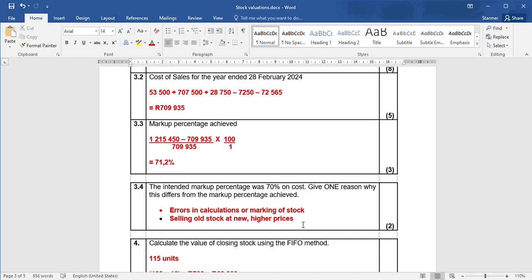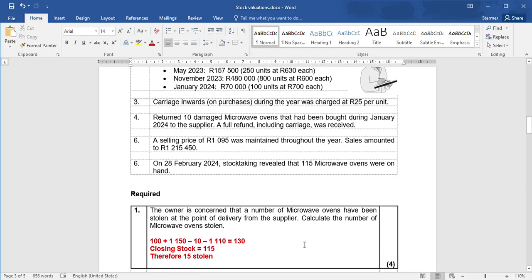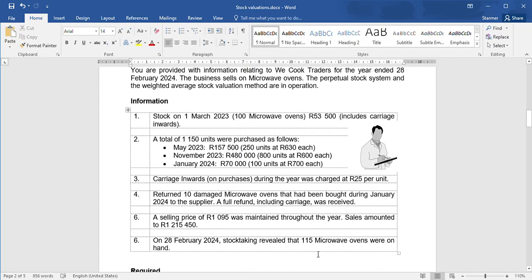Then calculate the value of stock using the FIFO method. Remember, we had 115 units. Now, because we assume what we bought first, we've sold first rather, we're going to start at the bottom. So we're going to start with these 100 units. Don't forget though that 10 of those were returned. So you actually only have 90 of those units left, but we need 115. So we're going to have 90 of the units that cost 700 and then 25 of the units that cost 600.